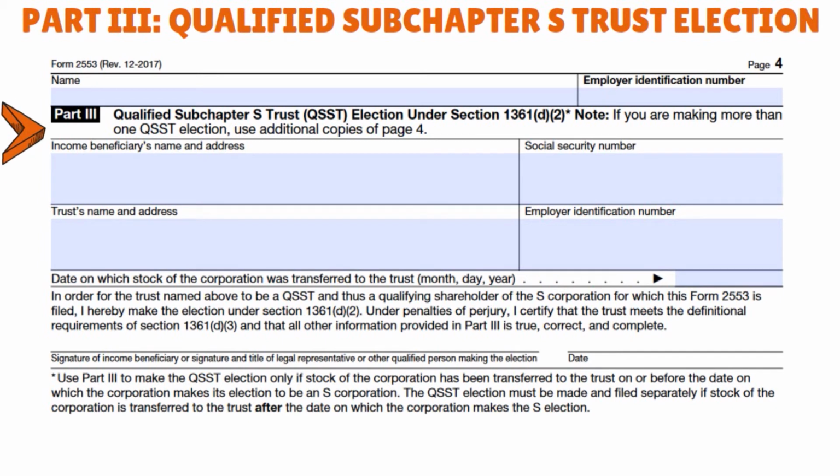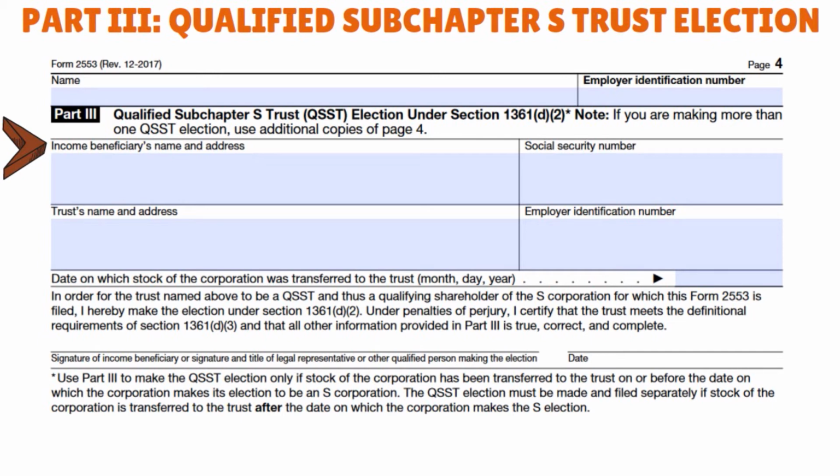A qualified subchapter S trust that wants to hold stock in an S corporation must fill out Part 3 of IRS Form 2553. A qualified subchapter S trust is a type of trust with a single beneficiary, so income from the trust is distributed at least on an annual basis. I just want to show it right now. This is how it looks. You have it on the screen here.